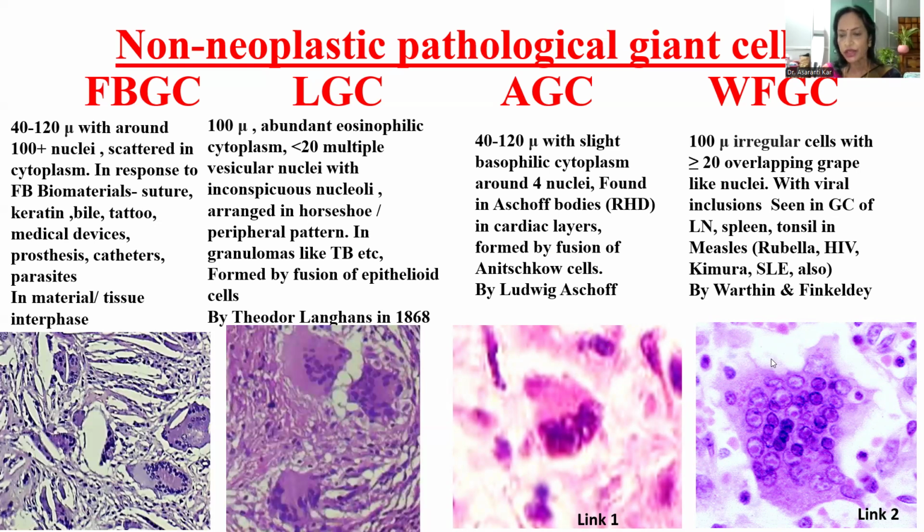These cells are around 100 micron in diameter, have a very irregular cytoplasmic border, abundant less basophilic cytoplasm with around 20 or more overlapping grape-like nuclei containing viral inclusions, which are present both in the nuclei and also in the cytoplasm. They are found in viral infective conditions like measles, rubella, and less frequently in HIV. In certain non-infective conditions like Kimura's disease and SLE also, these types of giant cells may be seen. And the location of these giant cells is in the germinal center of the lymphoid tissues like lymph node, spleen, and tonsil.